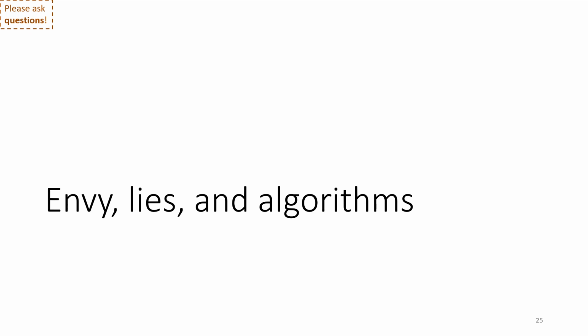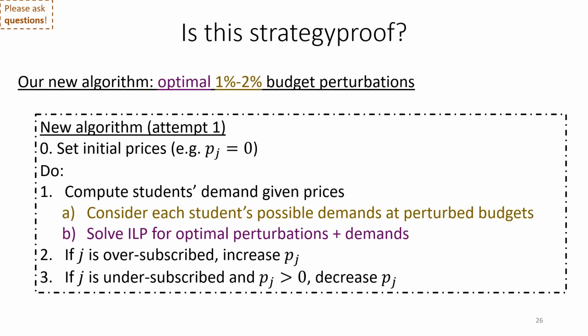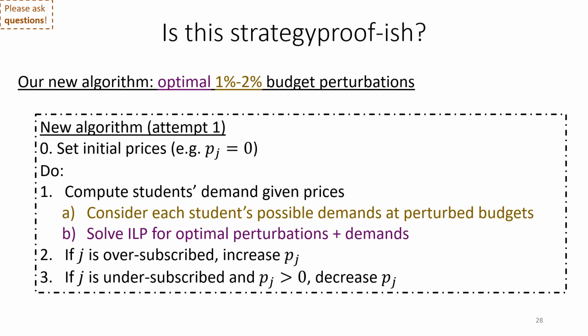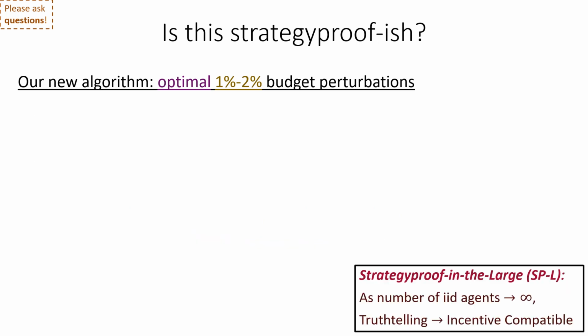Besides the speed, we have many other concerns in the cost allocation problem. For example, it is tempting to ask, is this algorithm strategy proof? Unfortunately, the answer is no. In this paper, we have shown very simple and robust manipulations by which students can improve their allocations with a very small risk. So, is this algorithm strategy proof-ish?